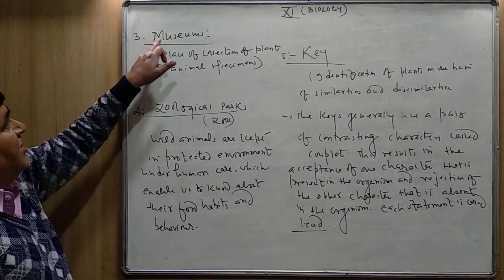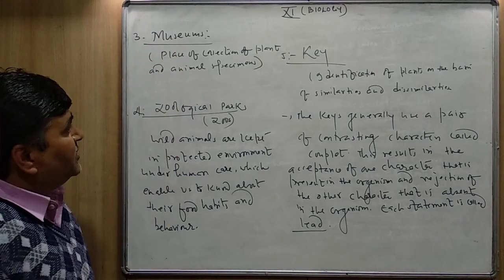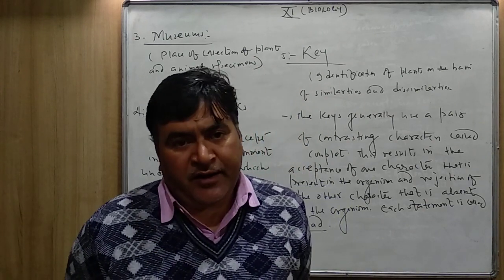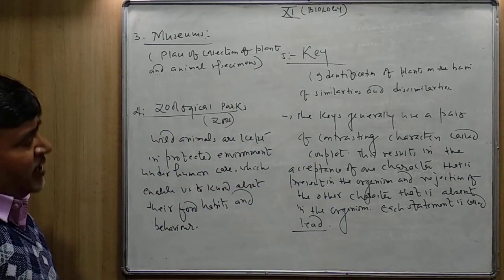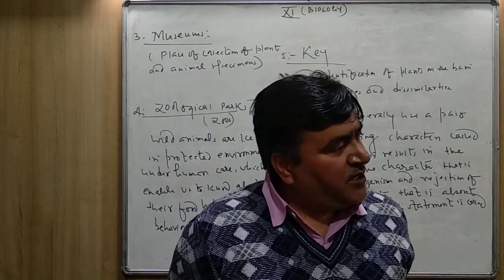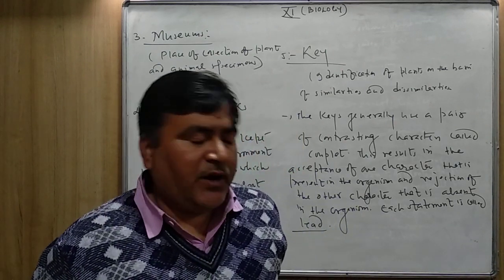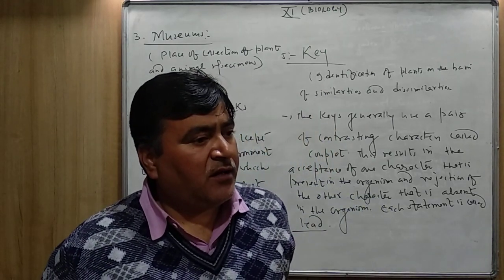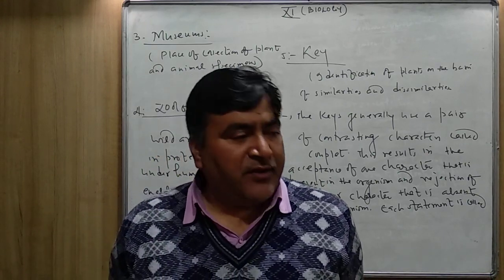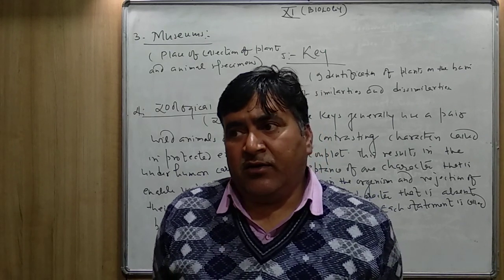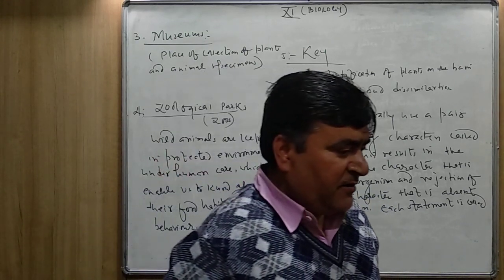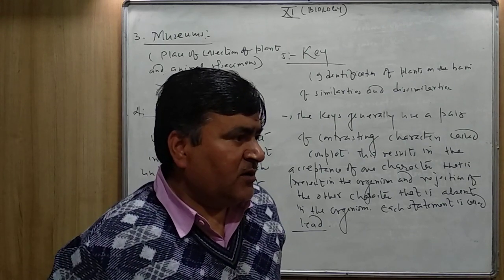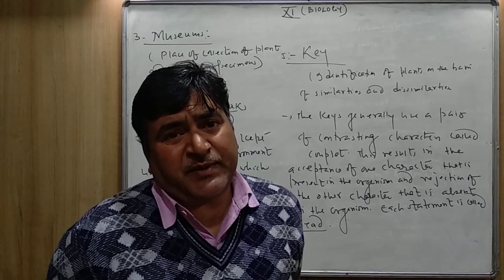Now the next heading is museums. The museums are also a taxonomical aid. What do you mean by museums? You have seen in your school, in your bio lab, we have the museum specimens. In all the universities, schools, colleges, everywhere, the Department of Geology and Botany, at the school level the Department of Bio, has the museum specimens.